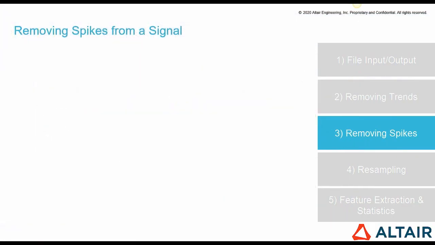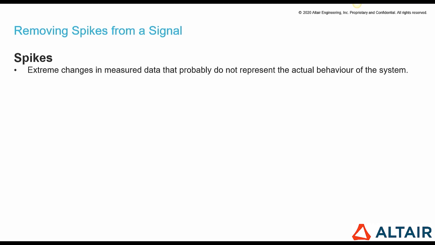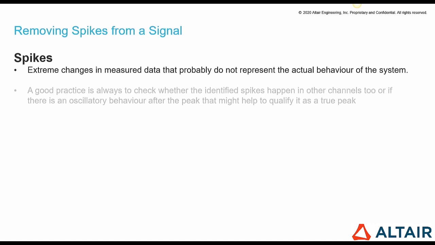Now let's talk about removing spikes from a signal. Spikes are extreme changes in measured data that probably don't represent the actual behavior of the system.